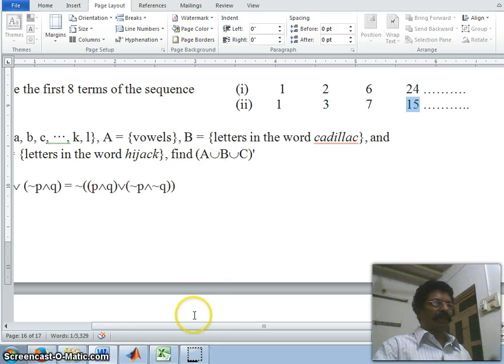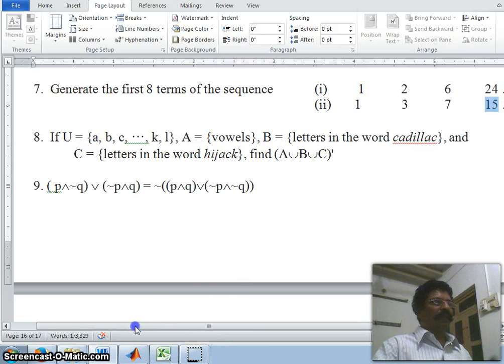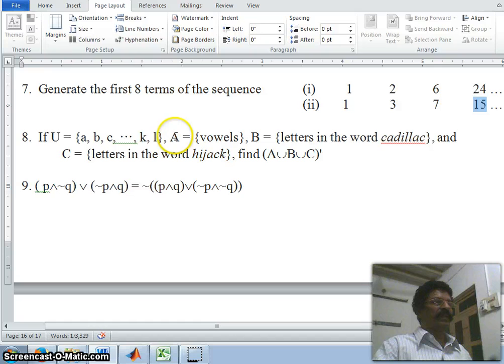Right, the last one. I think I was not able to finish this. Therefore, we shall see the remaining things in the next lecture. Questions 8, 9, 10, three questions are there. We shall continue in the next lecture.